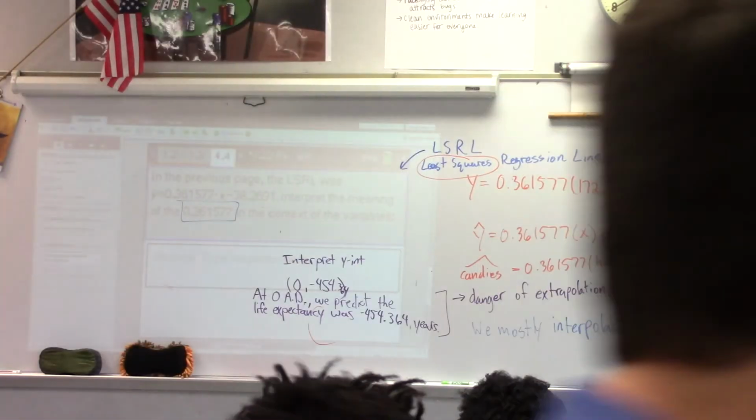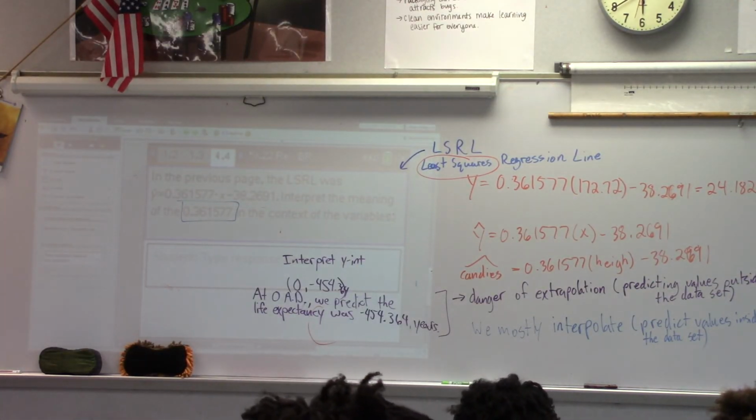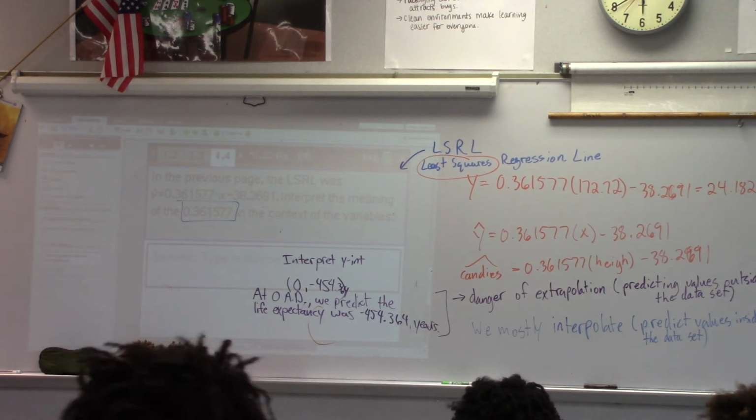Don't pull it up on the calculator. Interpret that number. Write it down somewhere. Talk about it. Try to figure out what it means.